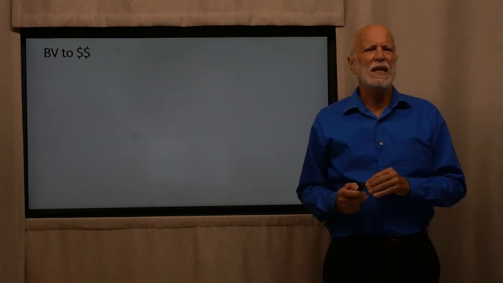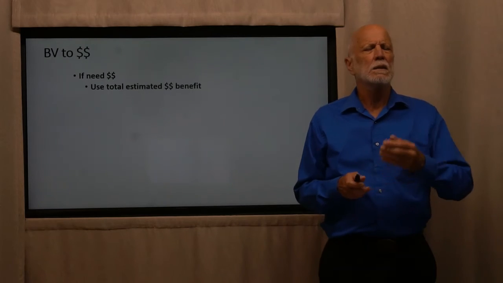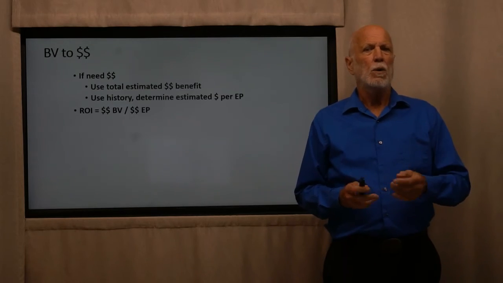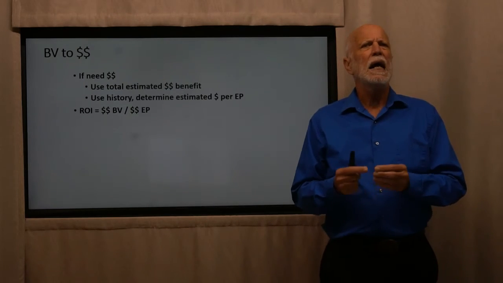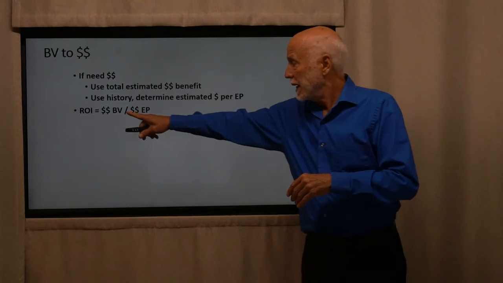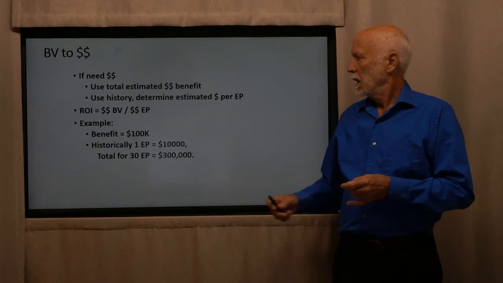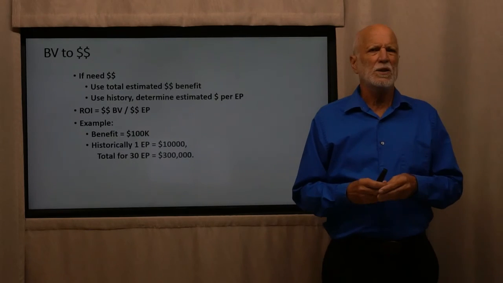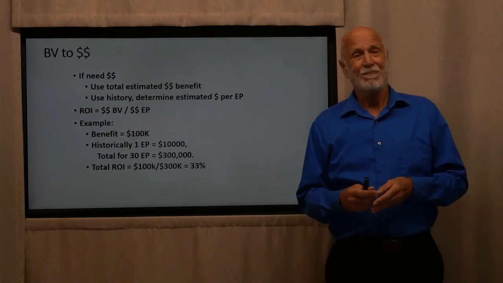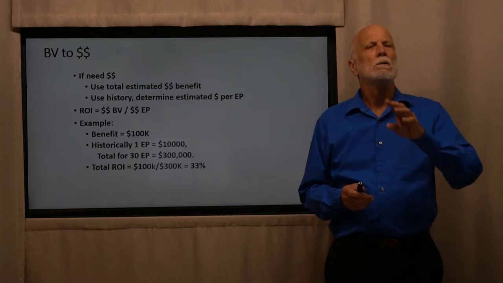Sometimes you want to turn business value into dollars. So if you really need to get to dollars, you try and figure out what the total estimated dollars is for the MMF if it delivered what you thought it was. And now we're going to use our history to determine how much money an effort point would be. We can just go back a project or so. And so what our ROI is going to be is the dollars of business value divided by the dollars of effort points. For example, we have a 100K benefit. We've done historically about an effort point takes us about $10,000. So our total for 30 effort points is $300,000. And so our ROI, 100,000 divided by 300,000, 33%. That'll make the money people happy. We can give you a dollar number.